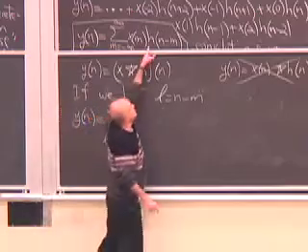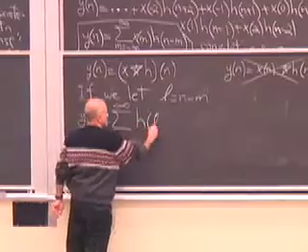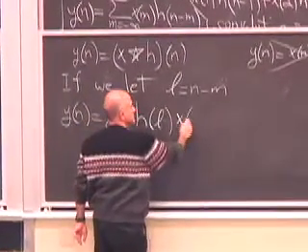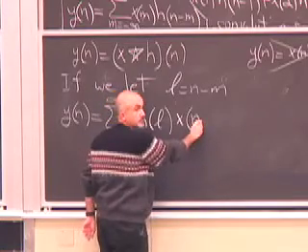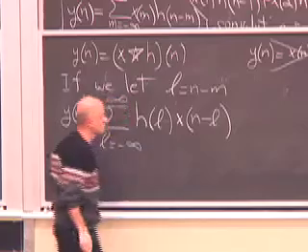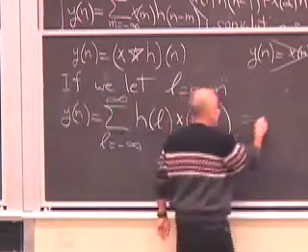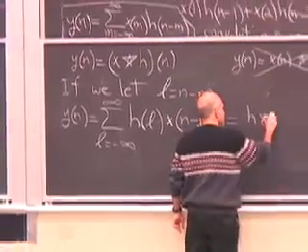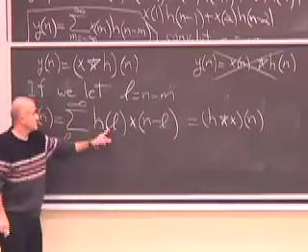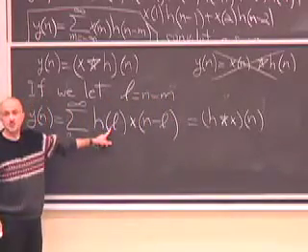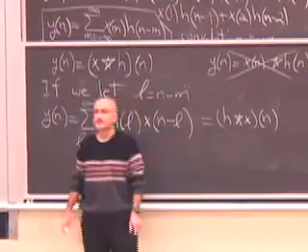What happens to the h? h of l. What happens to the x? Do it fast and tell me. x of n minus l. Okay? This we call the convolution of h and x. So the one with the simpler argument comes first. The one with the more complicated argument comes second.